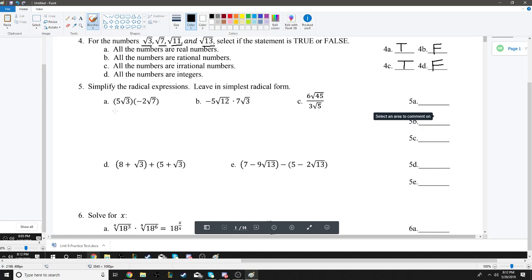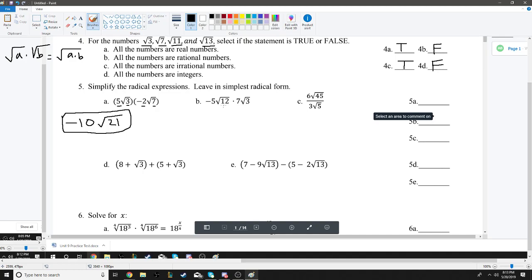Okay. So we have a rule that if you have the square root of a times the square root of b, that's equal to the square root of a times b. You can multiply the numbers underneath the roots, but only underneath the roots, or you can also multiply them on the outside. So 5 times negative 2 makes that a negative 10. And 3 times 7 gives us root 21. That's our answer for A.